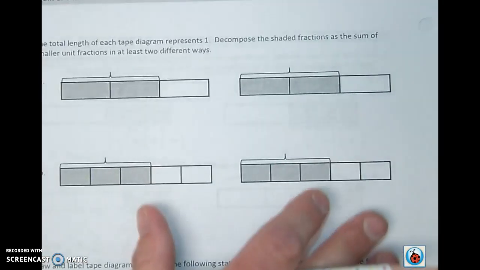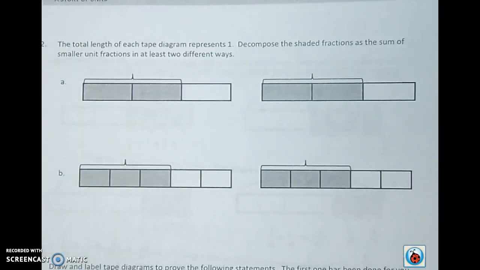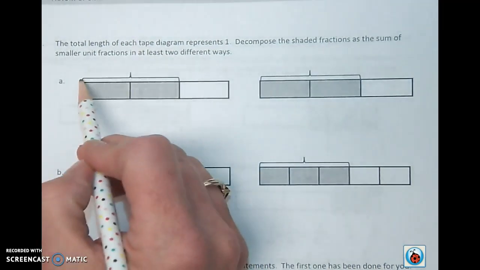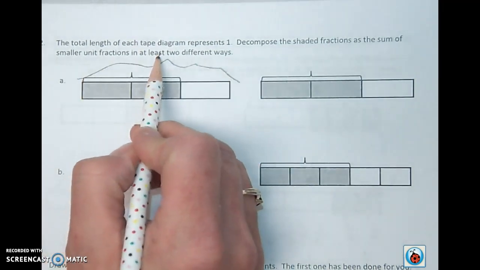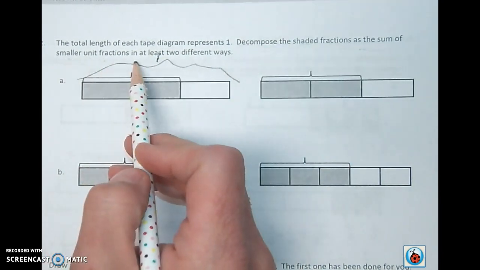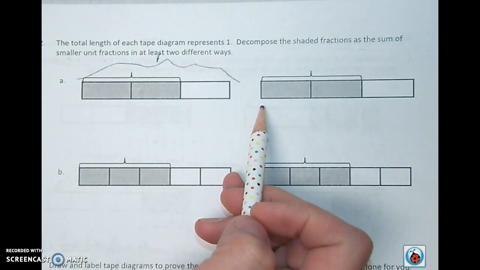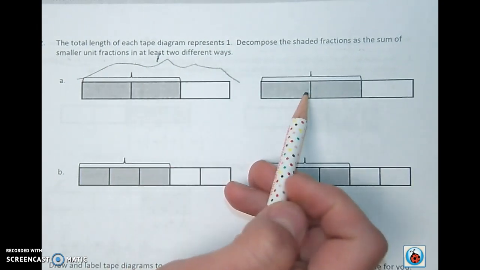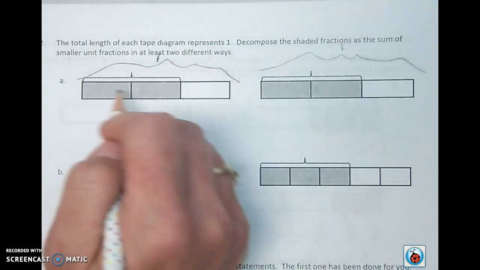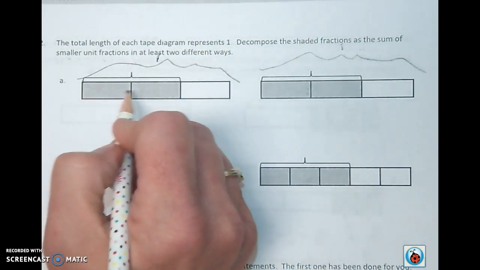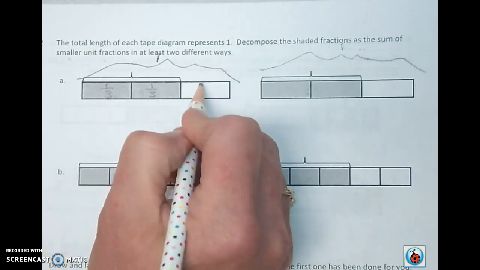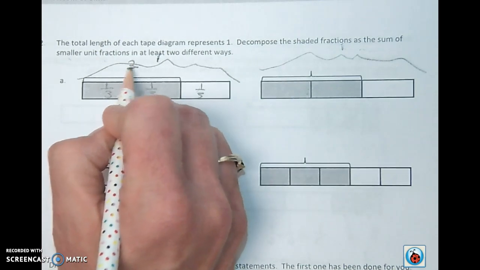And on number 2, we're going to read the directions. It says the total length of each tape diagram represents 1. Same thing as before. Each of these is 1. Decompose the shaded fraction as the sum of smaller units in at least 2 different ways. And it's the same thing. It gives you 2 different ways. So this is going to be 1/3, 1/3, 1/3. So this is 2/3.